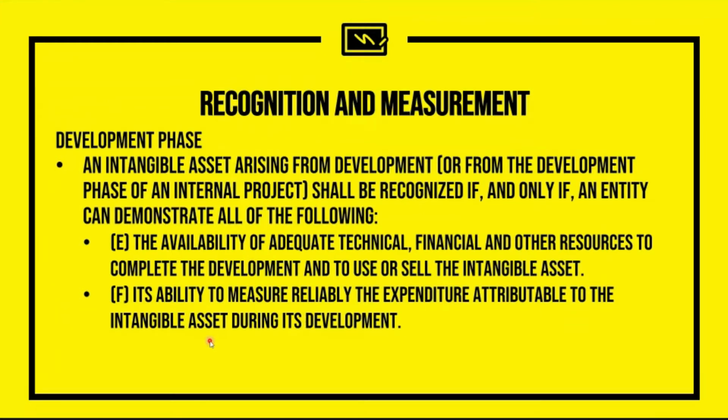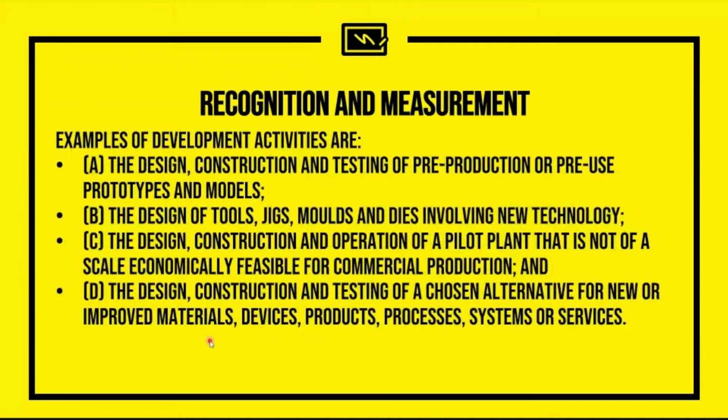So basically, before we can capitalize the succeeding costs of the development phase, we must be able to satisfy items A until F of the standard. And upon satisfying letter A to letter F, then we can now capitalize the succeeding costs to an intangible asset. So what are examples of the development activities?